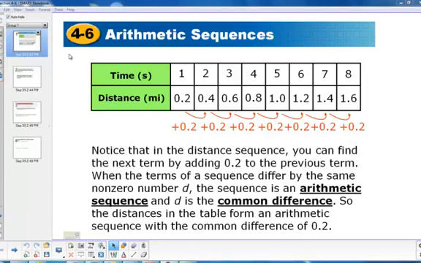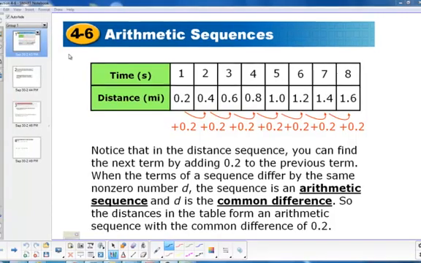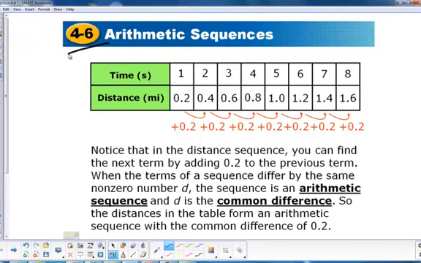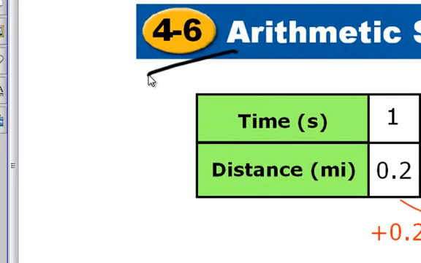All right, today's excitement is Chapter 4, Section 6. And we're going to talk about arithmetic sequences. And that's when the common difference is the same. So it's pretty much the same exact thing as a linear equation. We're just going to write it using the first term instead of the zero term.